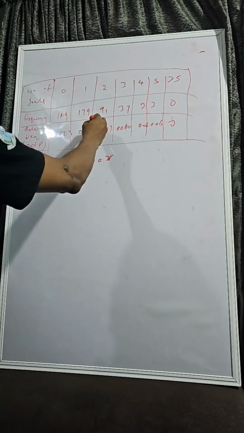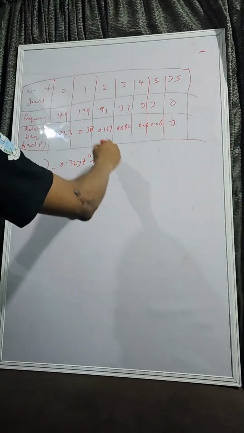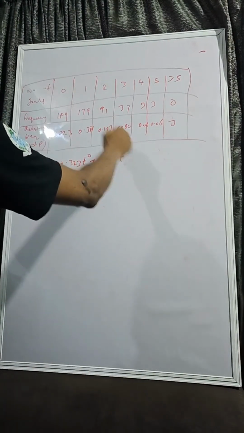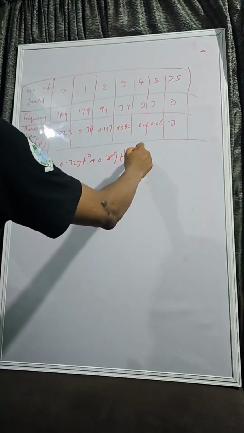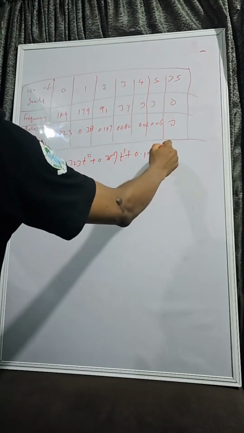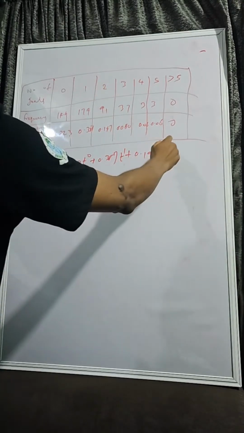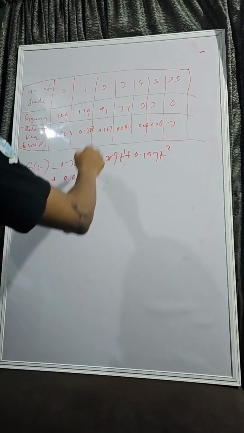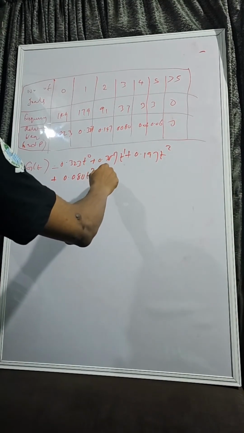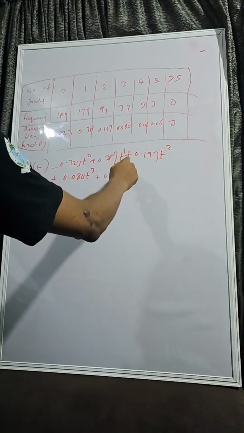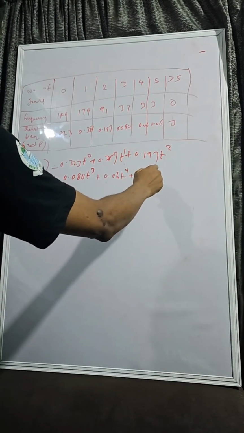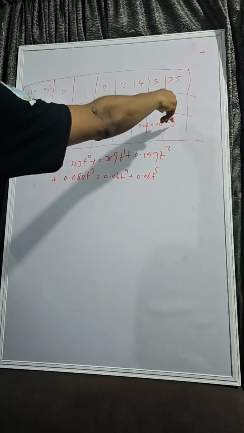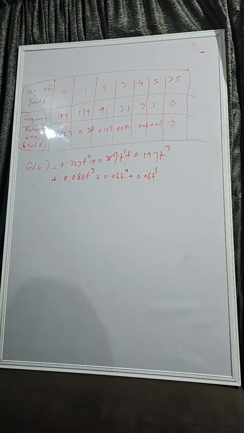I'm coming, I think it is 7. This is 7, not 1. So 0.387 times t raised to power 1, plus 0.197 times t raised to power 2, plus 0.080 times t raised to power 3, plus 0.06 times t raised to power 4, plus 0.06 times t raised to power 5. No need to represent this because 0 will cancel it out. So far so good.